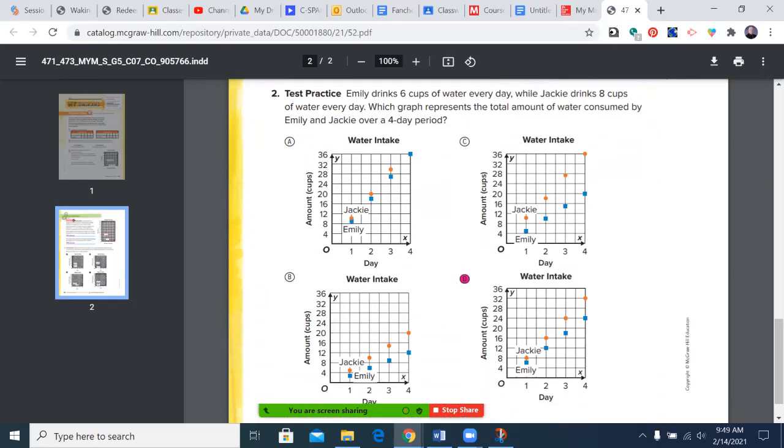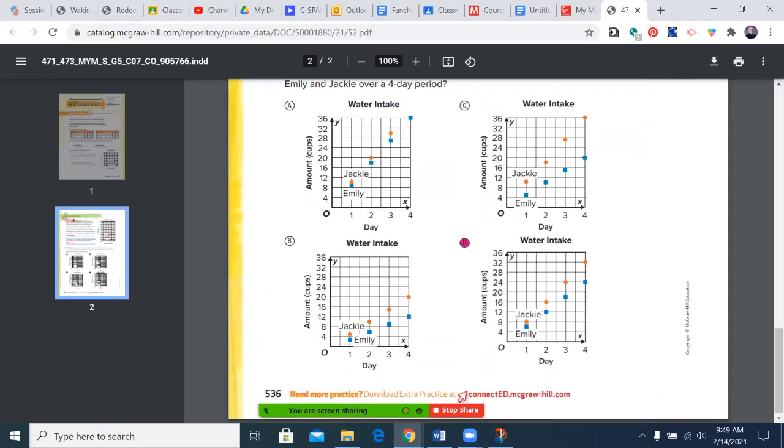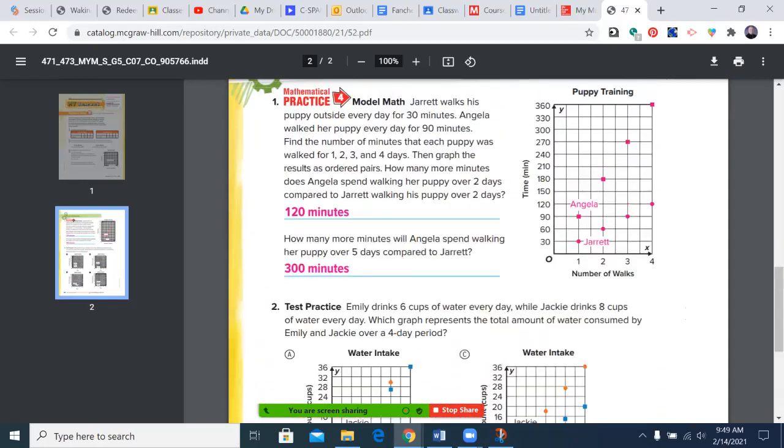Number 2, test practice. Emily drinks 6 cups of water every day while Jackie drinks 8 cups of water every day. Which graph represents the total amount of water consumed by Emily? So you've got to find one where Emily's going up by 6 and Jackie by 8. And it turns out to be this one. So those are the 2 questions on the assignment for the day.